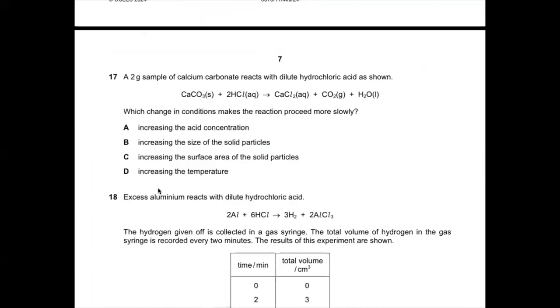Now, MCQ number 17. A 2-gram sample of calcium carbonate reacts with dilute hydrochloric acid as shown. Okay, we have a chemical equation. What change in condition makes the reaction proceed more slowly? Okay, so rate of reaction.